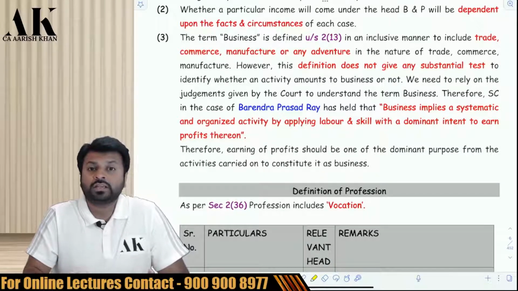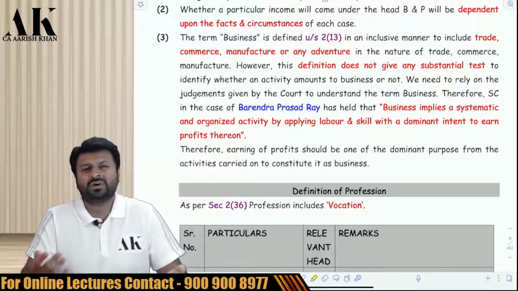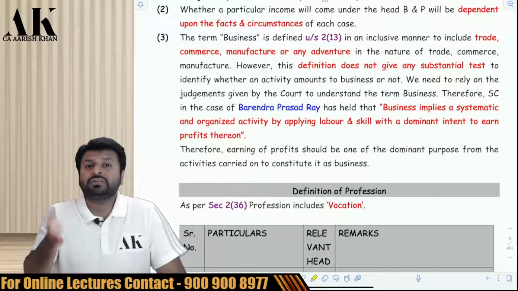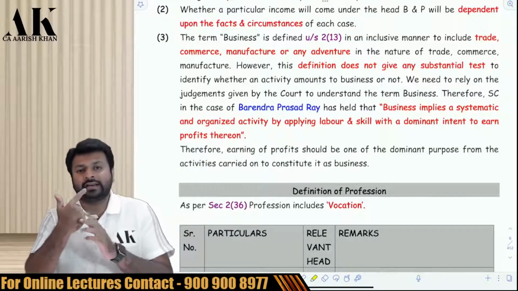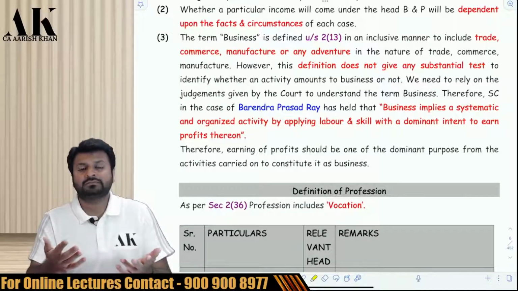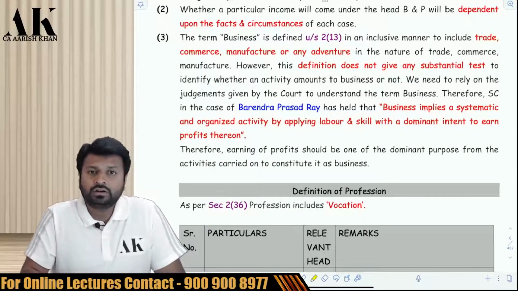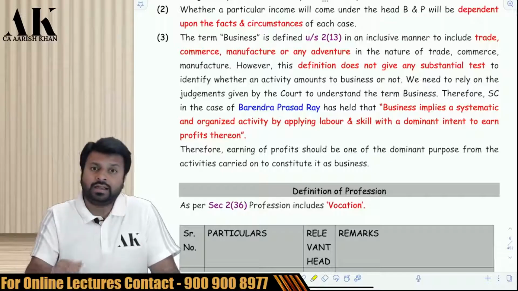Profession includes vocation. And what is vocation? Vocation means any kind of occupation which requires some kind of skill, with or without degree. Degree may or may not be there. Certificate may or may not be there. Example, a chartered accountant has a skill as well as a degree. It's a professional. Whereas a doctor also has a skill and a degree.